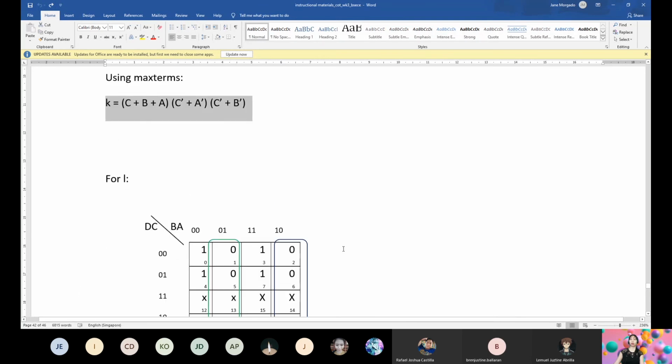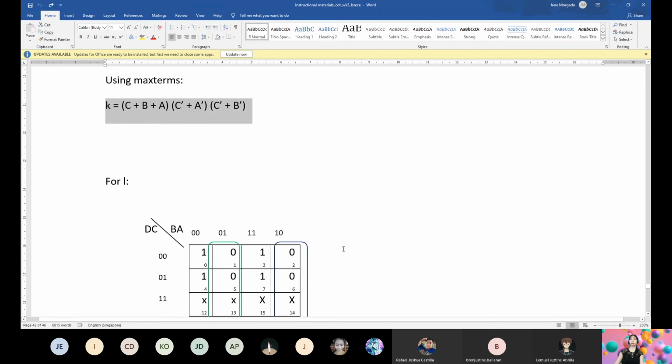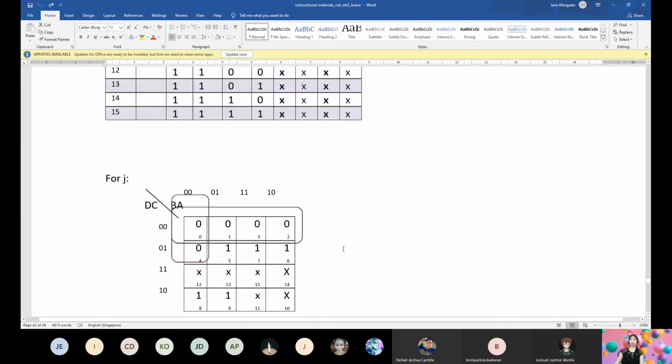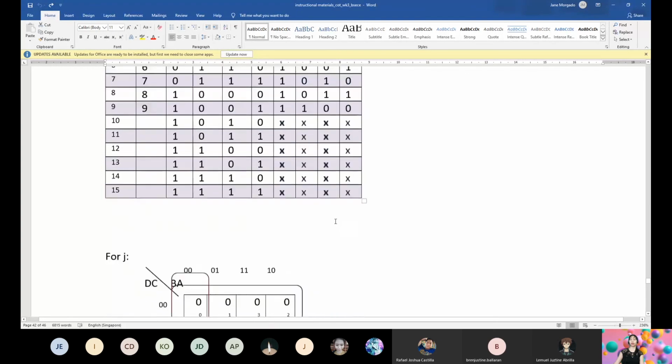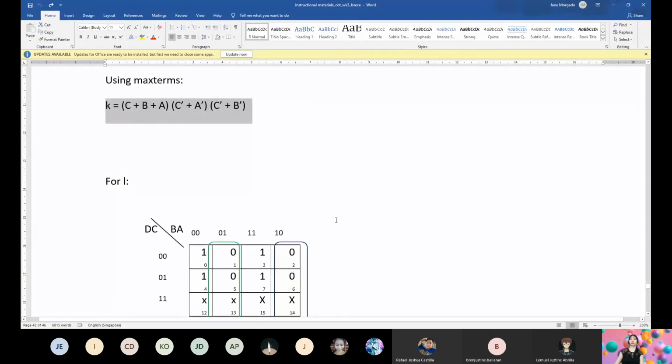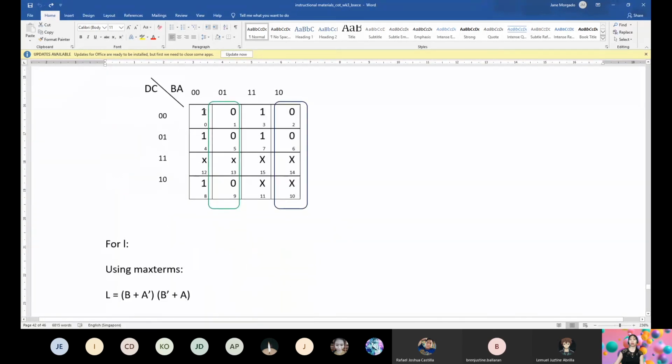And for L, we have 0, 3, 4, 7, 8. 0, 3, 4, 7, 8.